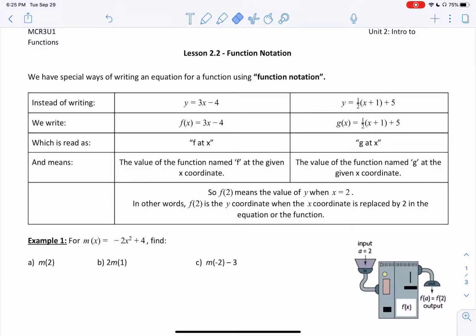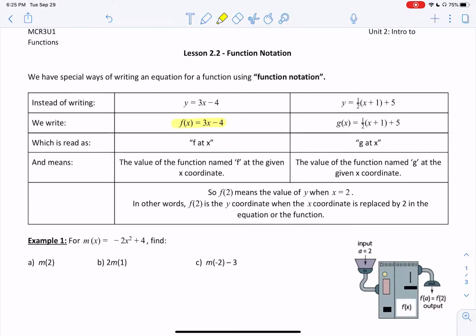For this lesson, we're going to be looking at function notation. In our new unit, while we look at functions, it's important that we're using the proper terminology and the proper notation. So from now on, instead of writing y equals 3x minus 4, we would write f at x equals 3x minus 4. So f with x in brackets.